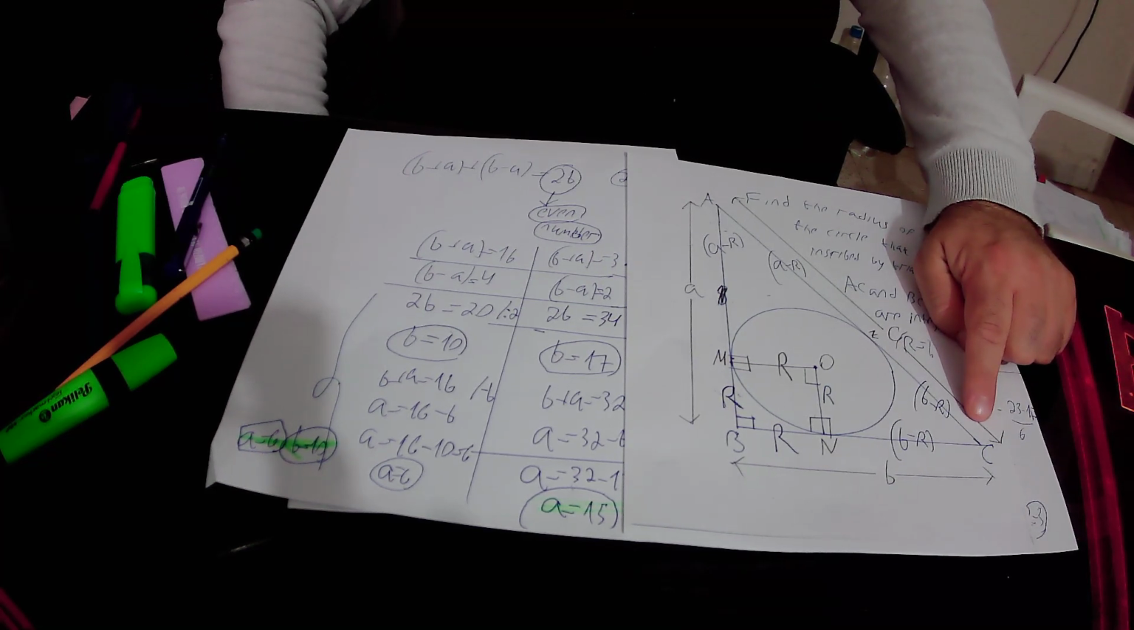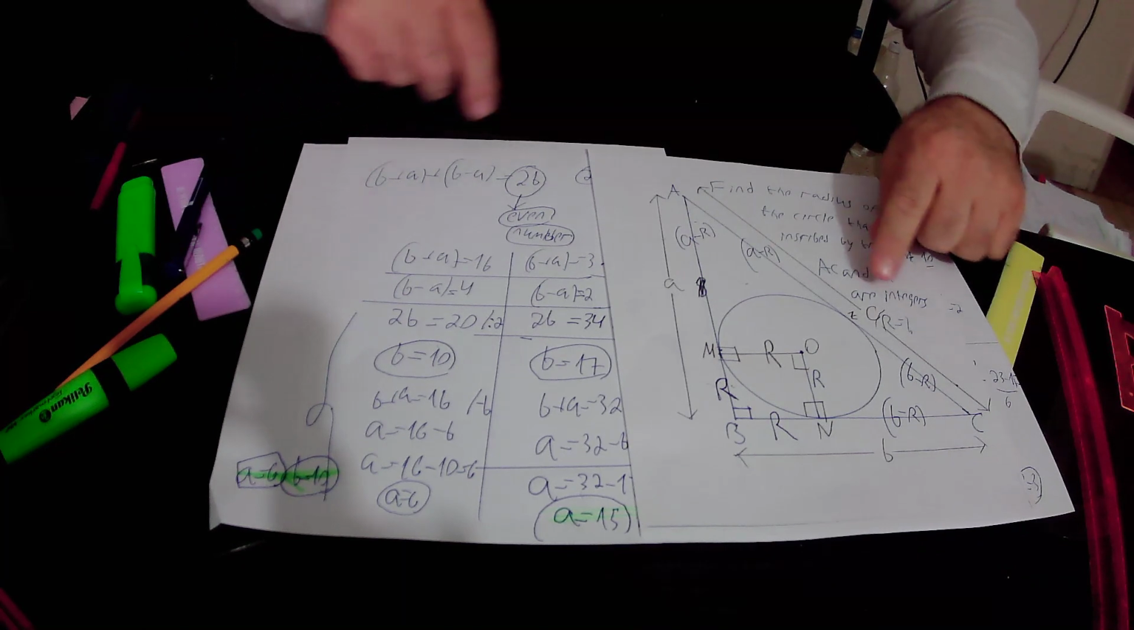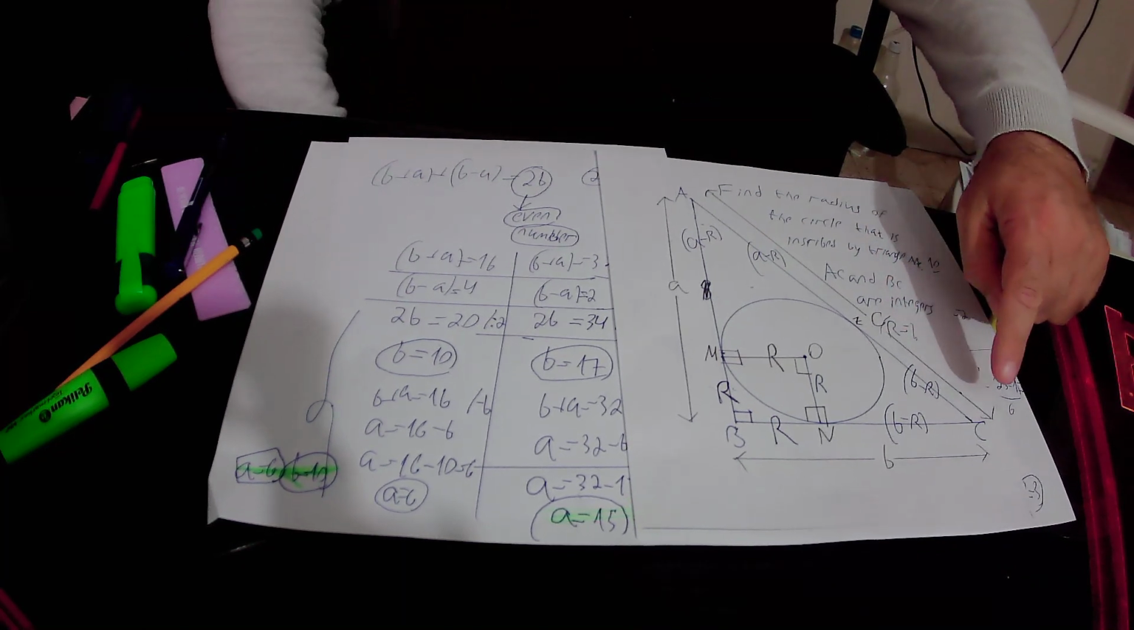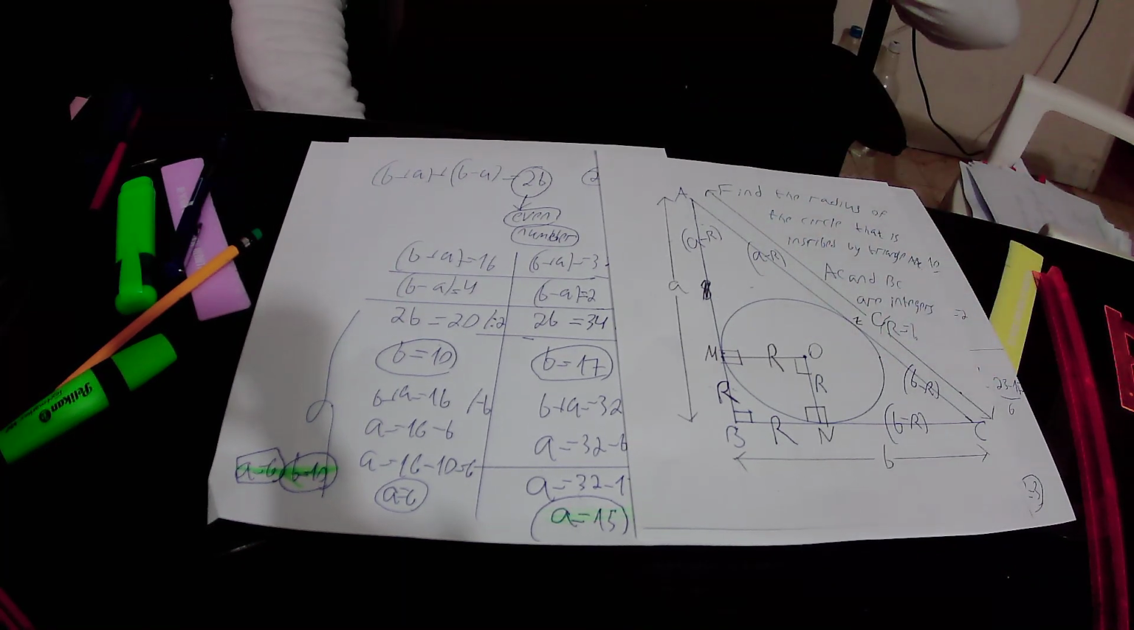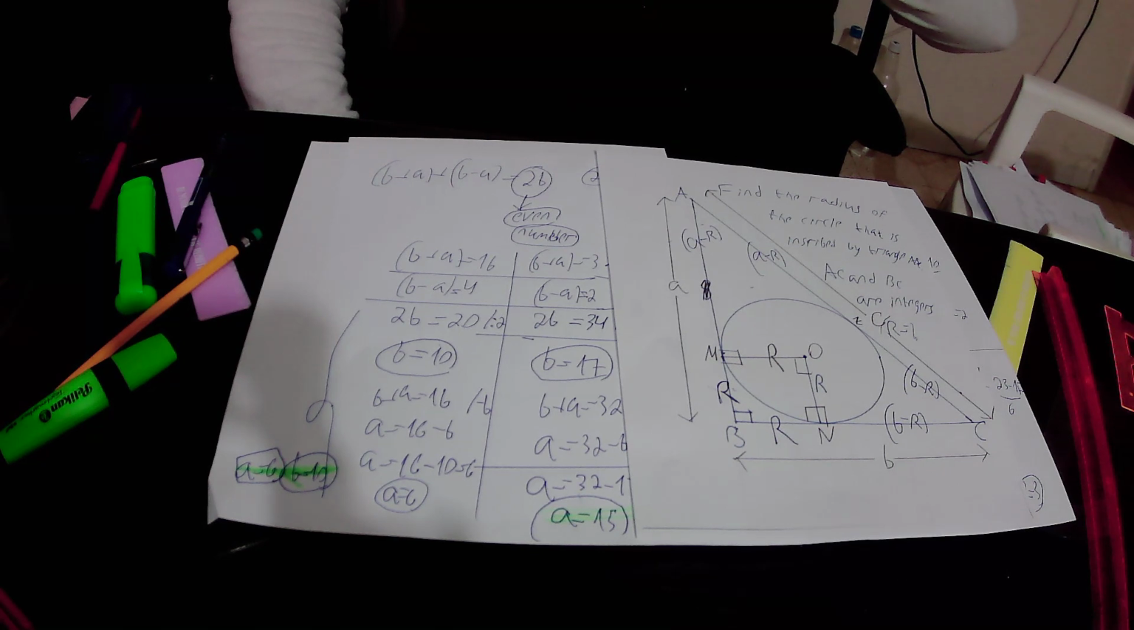Then we focus on the common external point C. From C, we have two tangents to this circle, tangent CN and tangent CZ. According to rule number 2, CN equals CZ. But CN equals B minus R, therefore CZ must also equal B minus R, because they are equal to each other.